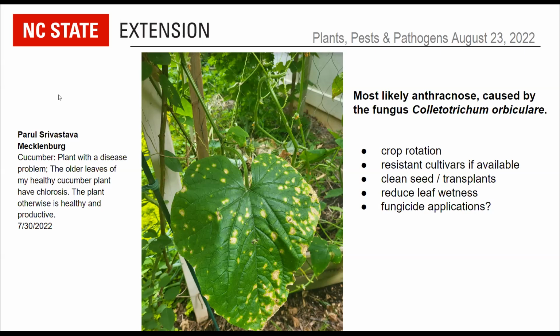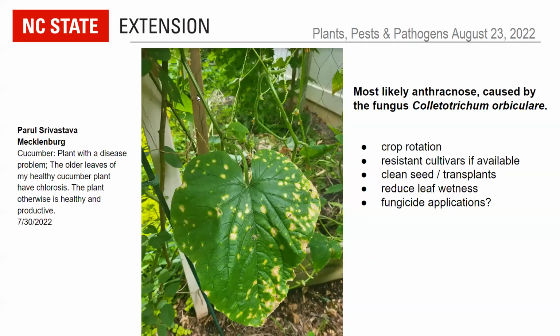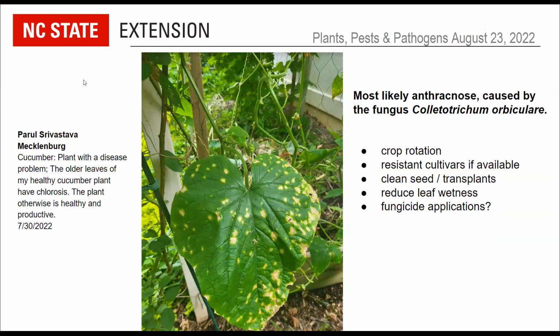I'll toss in another link to the NC State publication about cucurbit anthracnose, where it talks about fungicides being needed for the situation where a commercial grower is planting a second cucumber crop in the summer after harvesting the first. But I put a question mark there since it may not be necessary. And in fact, it says right here, the plant is otherwise healthy and productive. So that's a good sign there. Take it away.